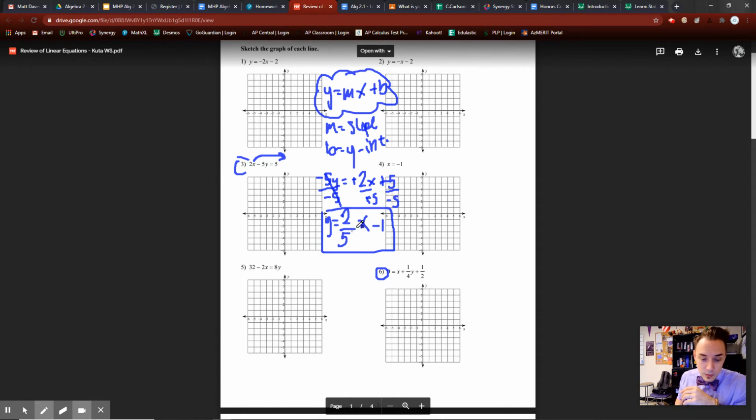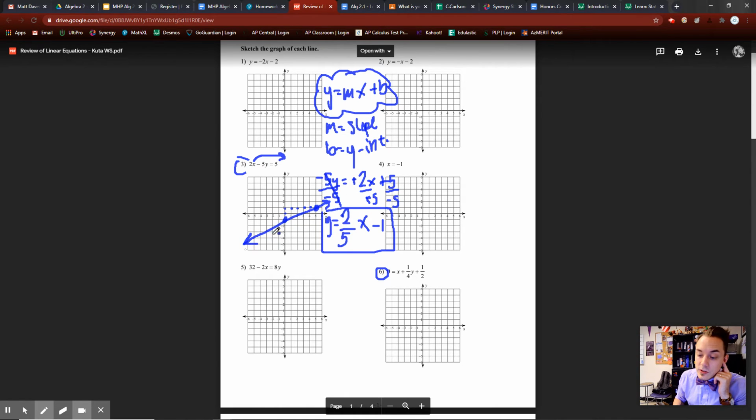Okay, how do I plot this? I have negative 1 right here, so I'm going to do negative 1 right there. Rise over run, so the 2 is the rise, the 5 is the run. So 2 is vertical, 5 is horizontal. So 2, I'm going to go up 1, 2, and over 5, 1, 2, 3, 4, 5. And right there is going to be my second dot. So I'll try to do a solid line. Wow, that one's amazing. Look at that. That's what it looks like.